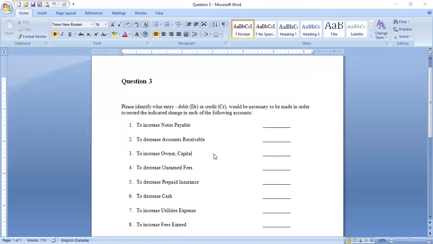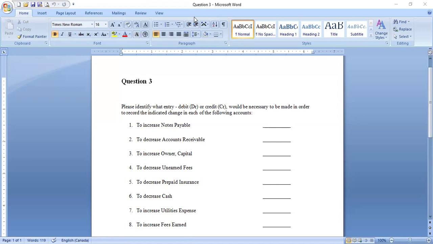In this exercise, the objective is to find what we need to do in order to increase or decrease whatever it says on the balance. Do we have to debit it or credit it? Before we do that, first we have to understand what kind of account this is. Is it an asset account? Is it a liability account? Is it an equity account? Is it a revenue account? Is it an expense account?